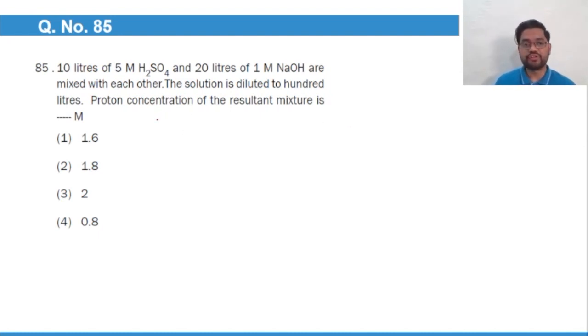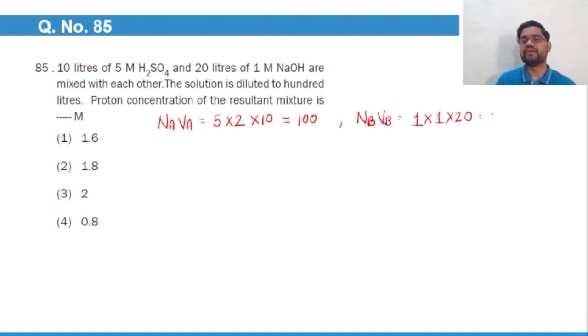So first of all, what is NaVa? Molarity is given as 5. What is the N factor of H2SO4? It is 2, and the volume is 10. So that is equal to 5 times 2 times 10, that is 100. Okay, what is NbVb? Molarity is given as 1, N factor is 1, and the volume is 20. So that is equal to 20.